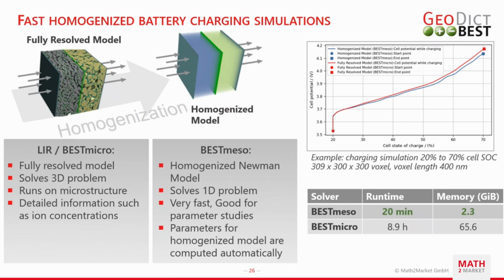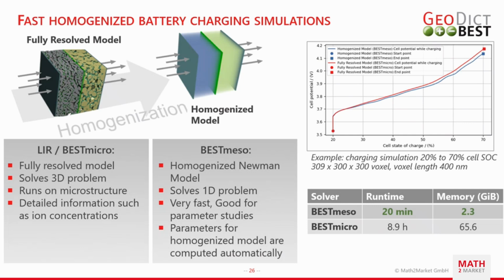The classical model often used in battery development is a homogenized model, that is a Newman model. You simplify the simulation to a one-dimensional problem because basically the ion transport is going in this direction. The good point of this method is that you get results very fast. With the homogenized model, the calculation time was only 20 minutes, and the memory was much less, only 2.3 gigabytes. And the charging curve of both models is quite similar.